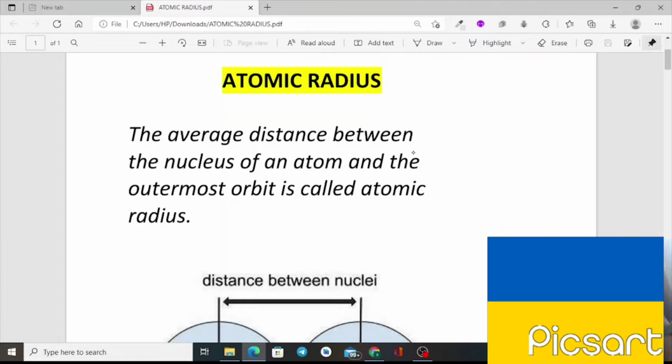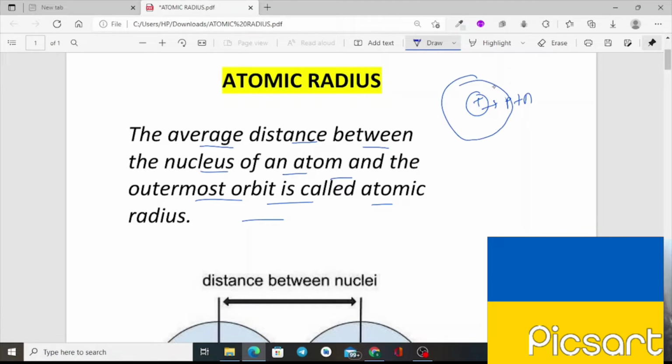So we are starting by giving a very short definition about the atomic radius. Basically, atomic radius is defined as the average distance between the nucleus of an atom and the outermost orbit. So firstly we have to understand what is basically nucleus. This is the nucleus and here we have protons and neutrons, okay, and this is called the orbit. If an electron is present here, then this distance would be called the atomic radius, okay.